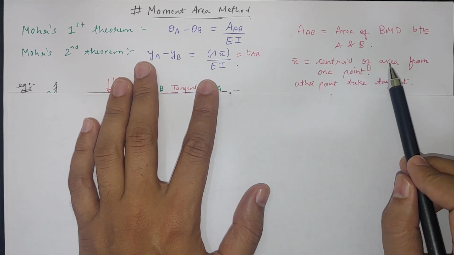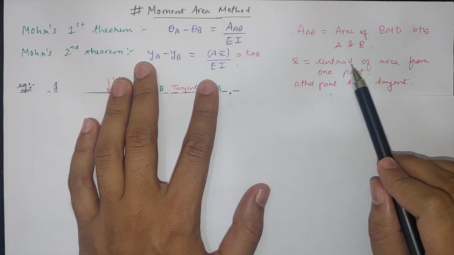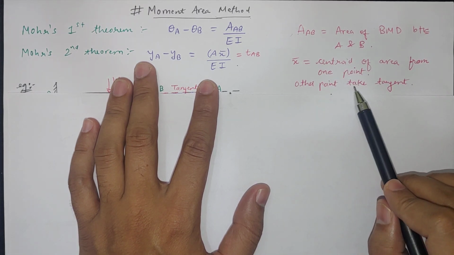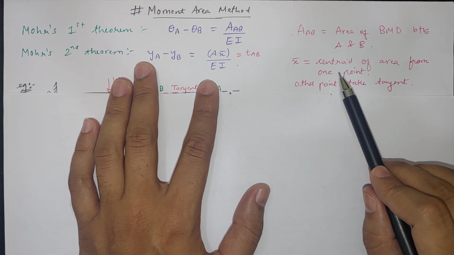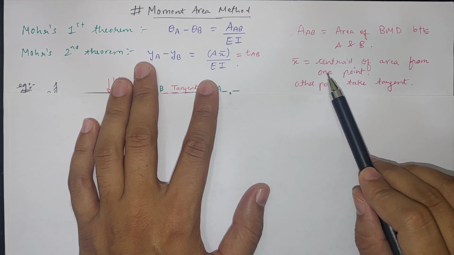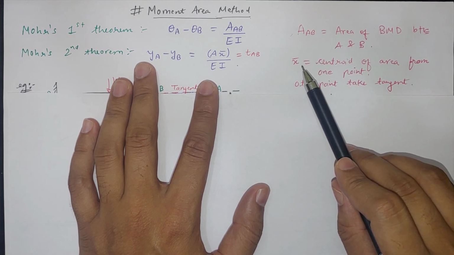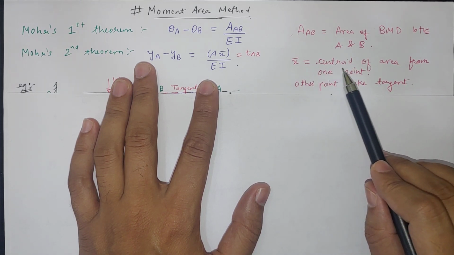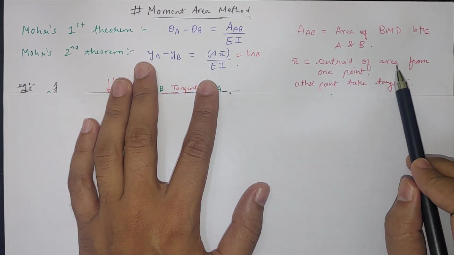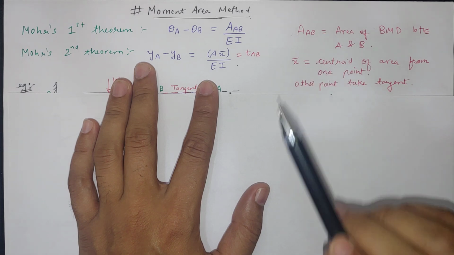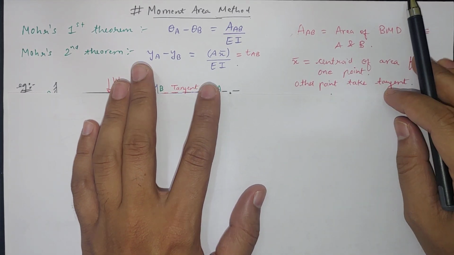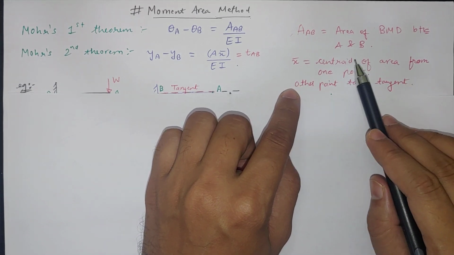So the distance of the centroid of the area is taken from one point, and for the other remaining point, we have to take the tangent from that point. We have to remember these two points. We have two points A and B. From one point we have to take the distance till the centroid. So x bar is the distance of the centroid of the area from one point, let's say point A. Then we have to draw a tangent from point B. These two points we have to remember. You will get more idea when we discuss the example.